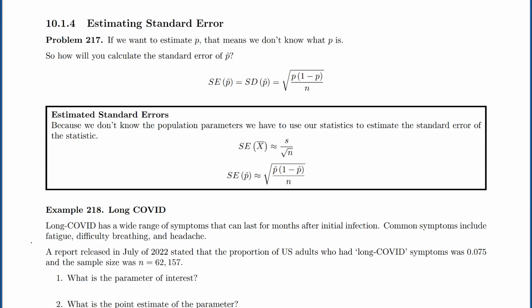So now let's talk about what happens if we have to estimate our standard error. Here's my problem. If we want to estimate our population proportion P, that means that we don't know what the population proportion P is. So how are you going to calculate the standard error of P hat? Because the standard error of P hat, or the standard deviation of P hat, is equal to P times 1 minus P over n, and then take the square root. But I don't know what P is, so I can't tell you what the standard error is.